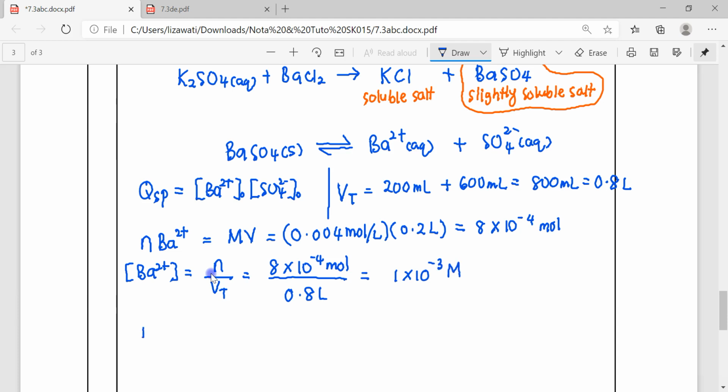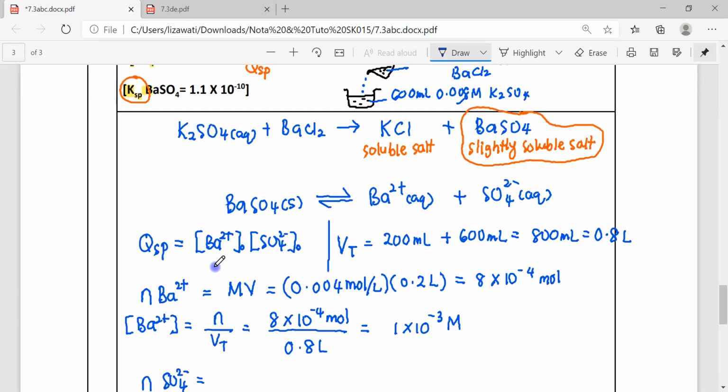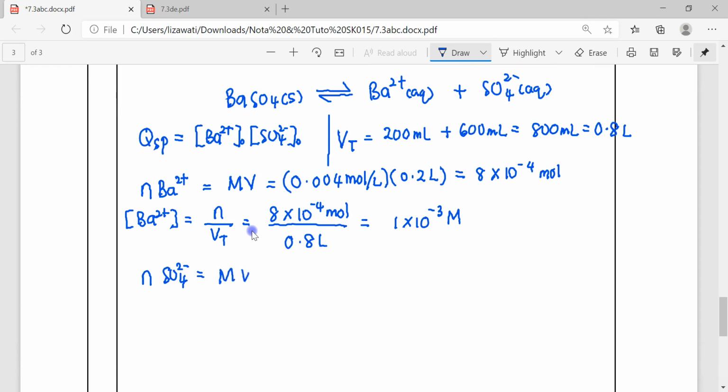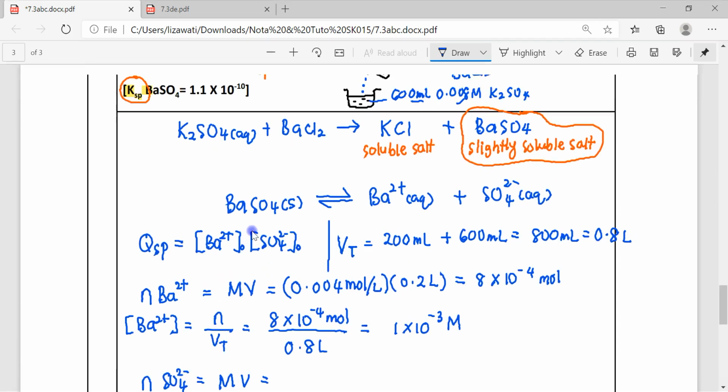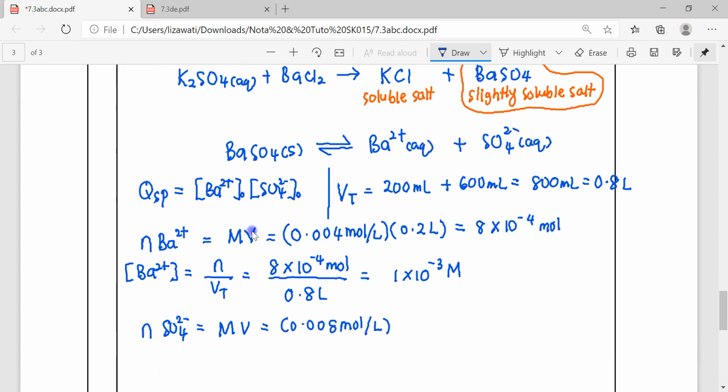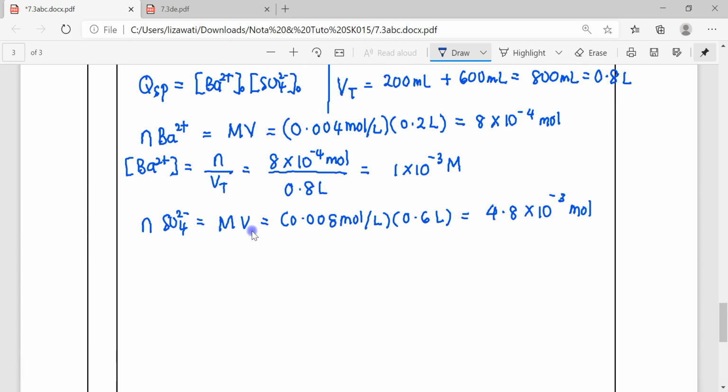Next we calculate the mole of sulfate ion that comes from the potassium sulfate. Molarity times volume. The molarity given here is 0.008, and the volume is 600 ml, 0.6 liter. From here, we get 4.8 times 10 power of negative 3 mole. Next step, calculate the concentration of sulfate ion: mole over total volume. The mole here is 4.8.